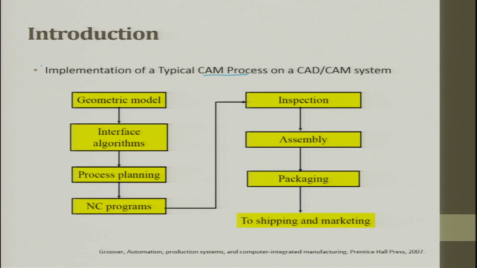whatever you have developed in the CAD, you do a feature recognition, each feature has a process attached to it, then these processes are chosen, the machine is activated. So, the machine knows what it has to do, like what process parameter, what is the tool path, and then it executes along with it to get an output, that is the CAM process. So, geometric modeling, interface algorithm, process planning is done, NC programs are generated, then you inspect, assemble, package and ship. So, these are the implementation of a typical CAM process on a CAD/CAM system.